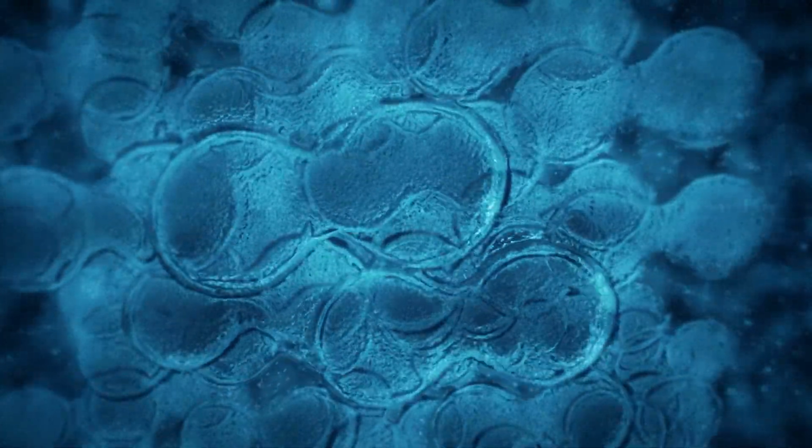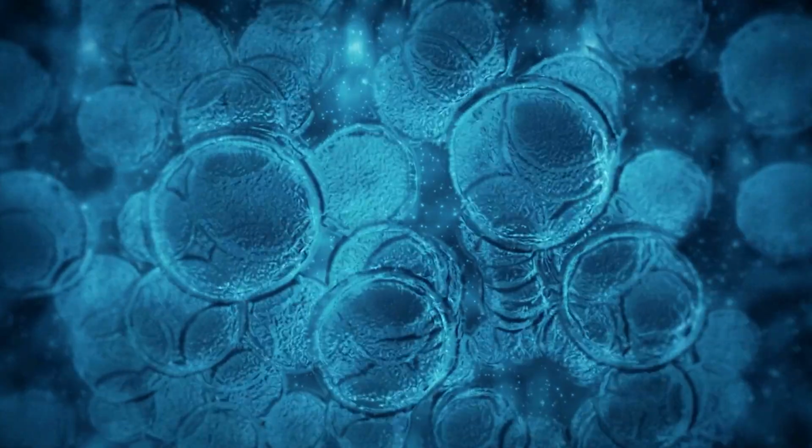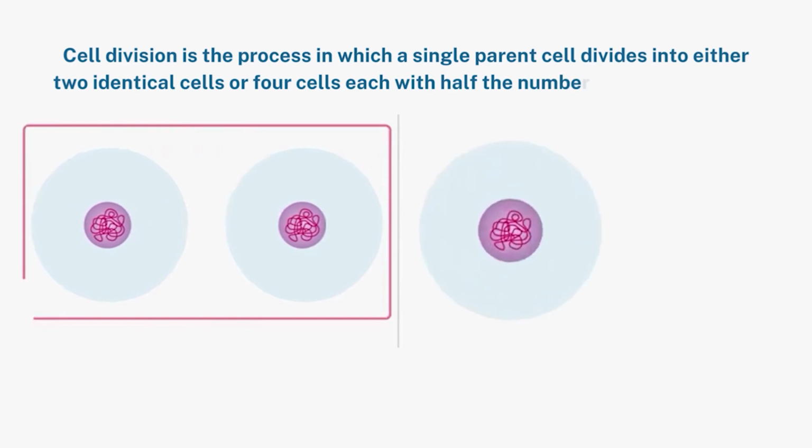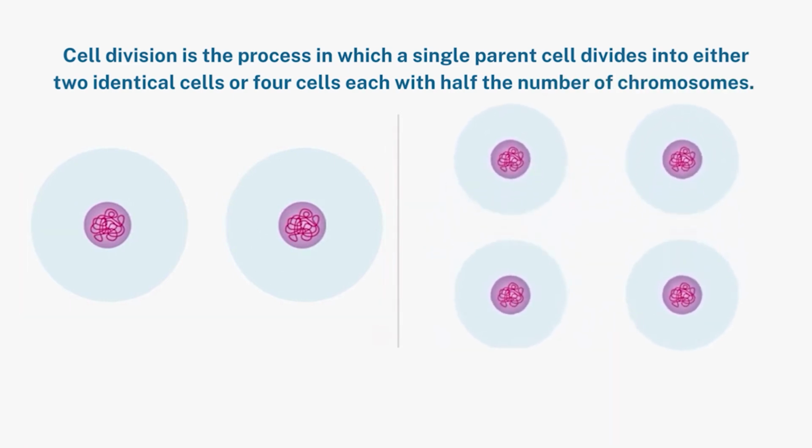Now let's move on and understand what exactly is cell division. So, as the name suggests, cell division is a process in which a single parent cell divides into either 2 identical cells or 4 cells each with half the number of chromosomes. So can we say that the process of cell division is a part of the cell cycle? That's right, that's how it is.